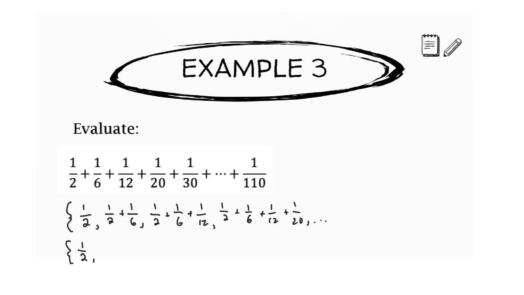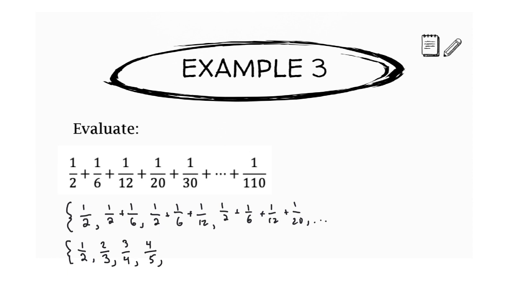When I add the first two terms in the series, 1/2 plus 1/6, I get 2/3. When I add the first three terms in the series, 1/2 plus 1/6 plus 1/12, I get 3/4. When I add the first four terms, I get 4/5. Do you see the pattern now? If not, I'll tell you.